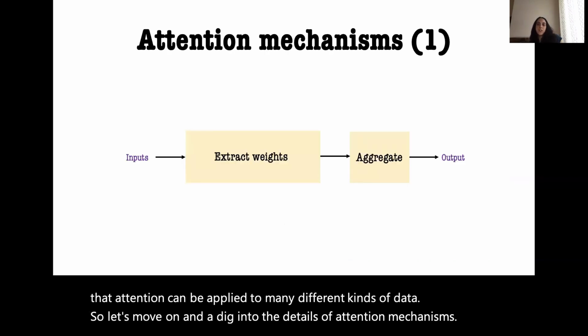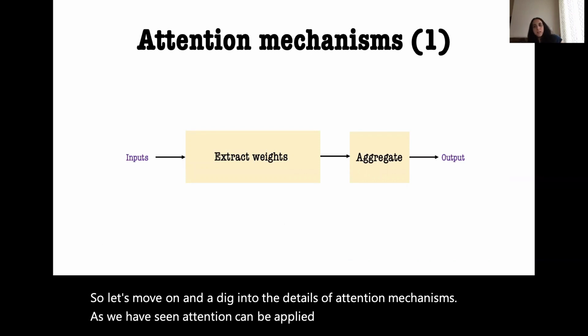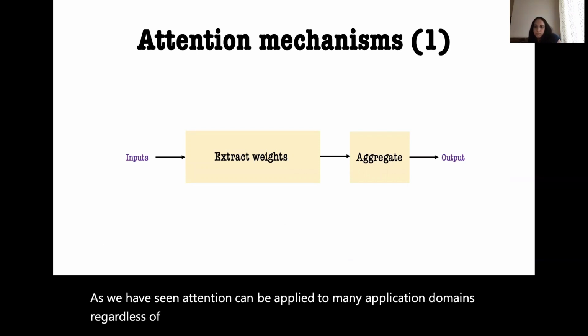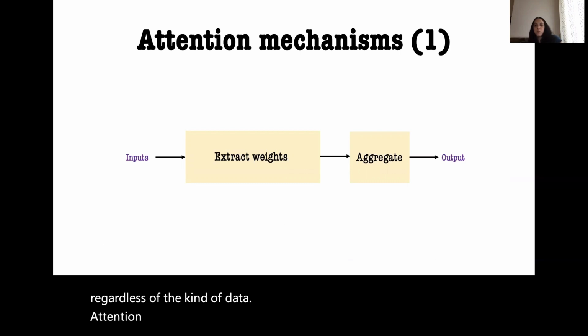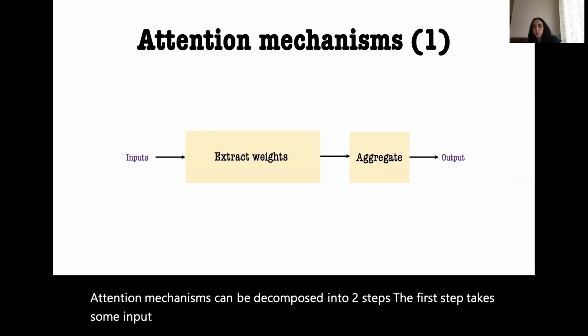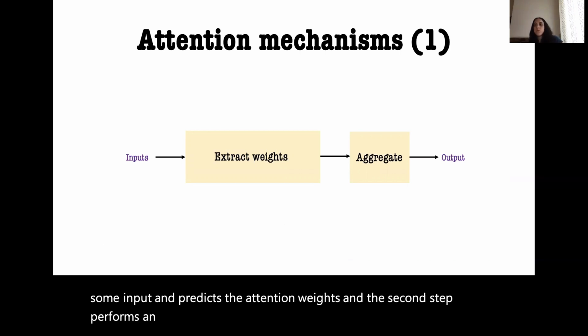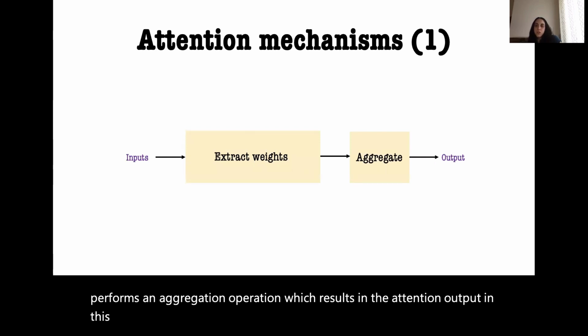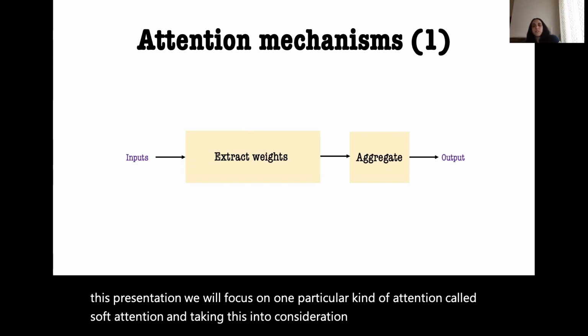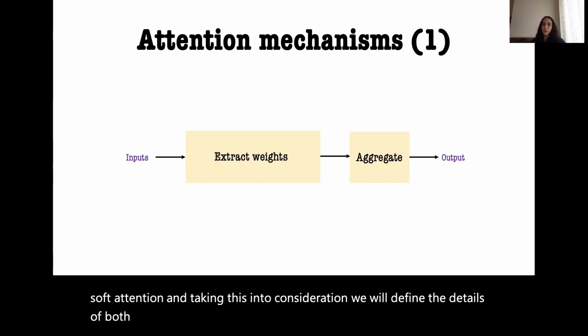As we have seen, attention can be applied to many application domains, regardless of the kind of data. Attention mechanisms can be decomposed into two steps. The first step takes some inputs and predicts the attention weights. And the second step performs an aggregation operation, which results in the attention output. In this presentation, we will focus on one particular kind of attention called soft attention. And taking this into consideration, we will define the details of both the extract weights function and the aggregate function in the next few slides.